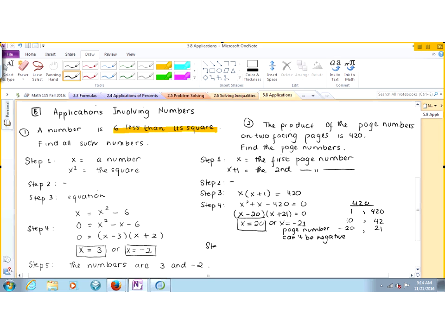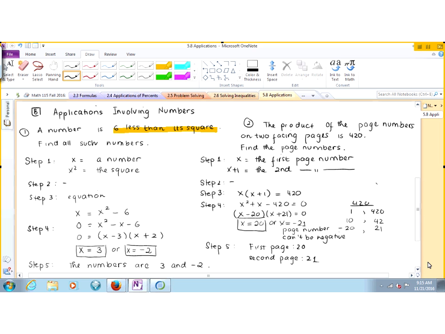So what are the first page and the second page? The first page is 20. How about the second page? Is it easy? Okay. All right. Good. I am done with the applications involving numbers. So the next one is geometric applications.